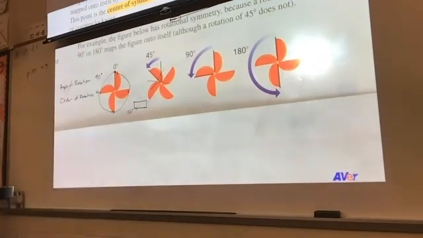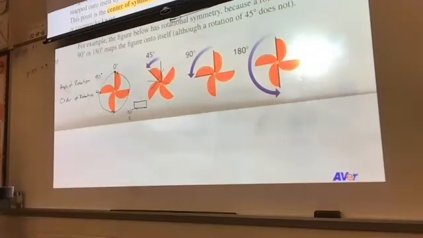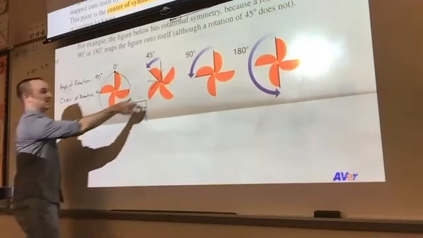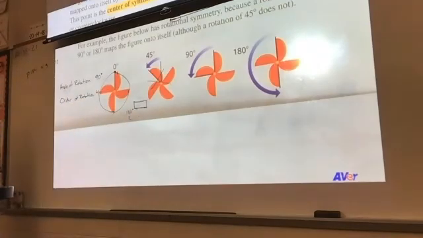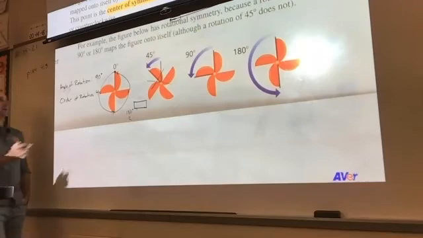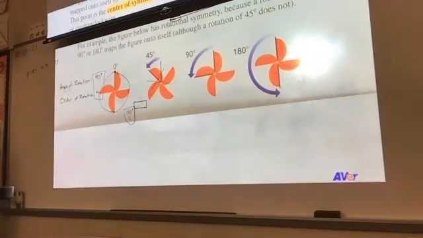What would the order be? How many times can I do that before I get back to the original? 2. Order is 2, right? Because I can rotate it once to get here, rotate it a second time, it's back to the original. Somebody raise your hand and tell me, what relationship do you see between the angle and the order? Ethan?